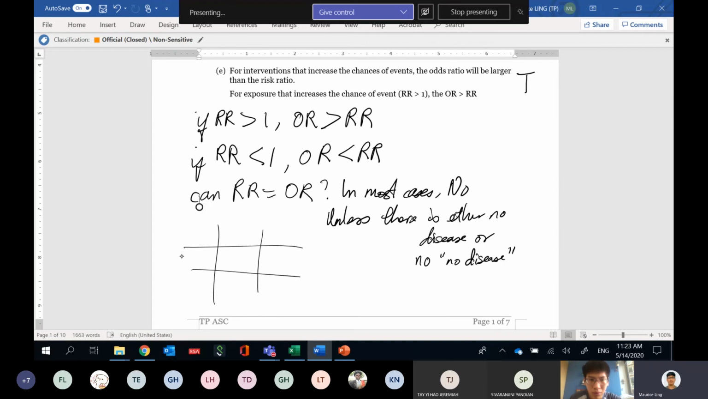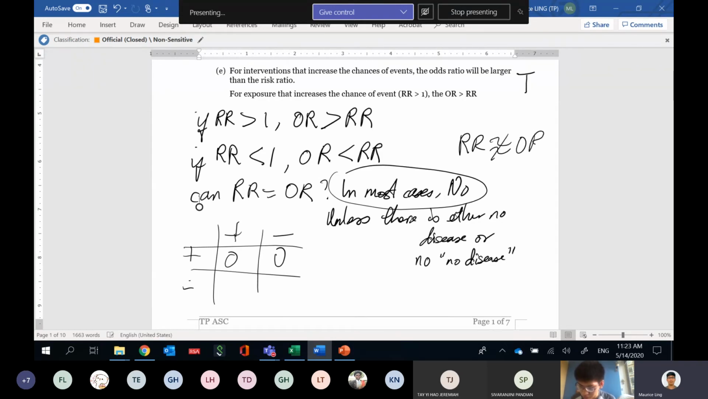So this is positive, negative, right? One of them has to be 0 to get relative risk equal to odds ratio. It doesn't even make sense. Why on earth would you want to do that? Either this is 0 or this is 0 in order to get relative risk equal to odds ratio. So in most cases, no. Relative risk should never be equal to odds ratio. All right.